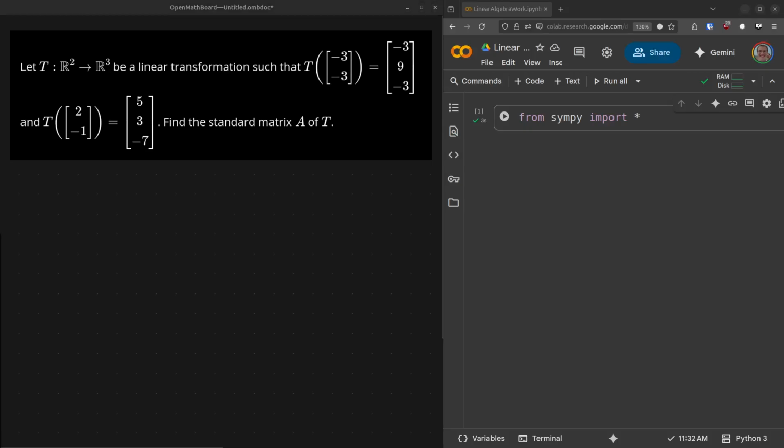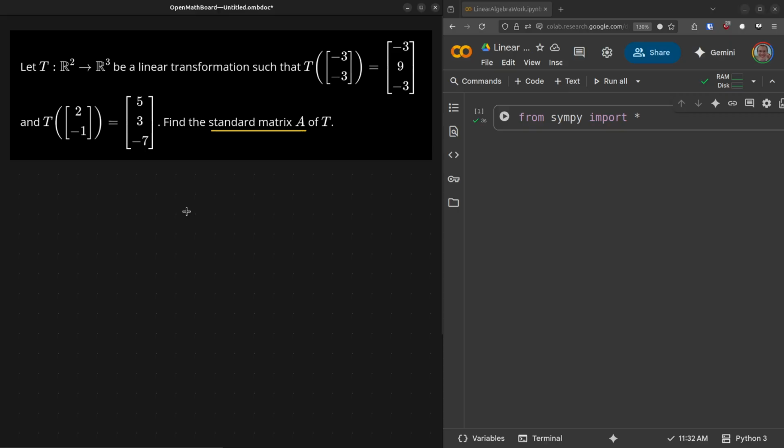Let's take a look at one more example. It's a little bit harder. We have a transformation T that maps R2 into R3. This is a linear transformation such that we know the transformation on (-3, -3), and we are given the transformation on (2, -1). We need to find the standard matrix A of T. We know a standard matrix A exists because every linear transformation of this form has a standard matrix.